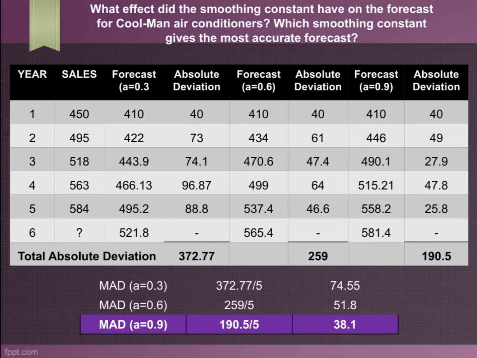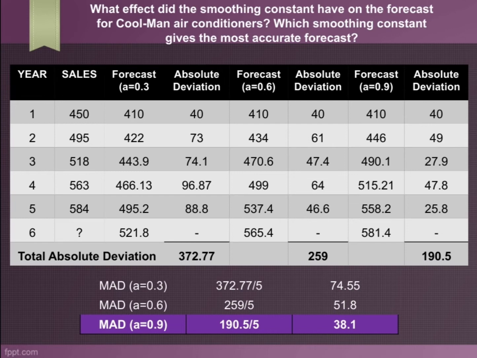The sixth column, how do you get the absolute deviation for each year? Simply by deducting the sales by each forecast using alpha 0.6. So 450 less 410, it will give us 40, 495 less 434, 61, 518 less 470.6, it will be 47.4, 563 less 499, it would give us 64, and so on and so forth. And then add all of the absolute deviations, and it will give us the total absolute deviation of 259.